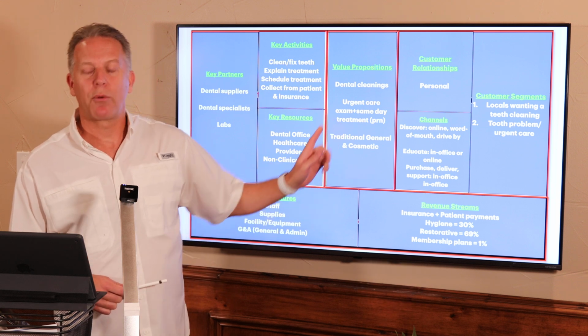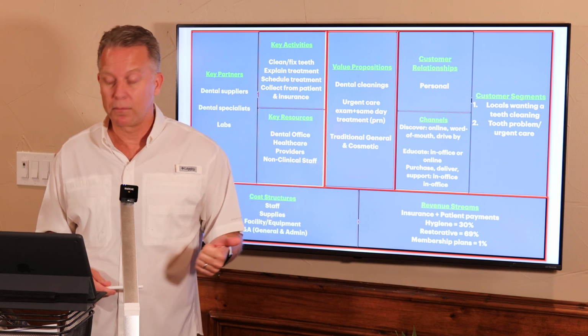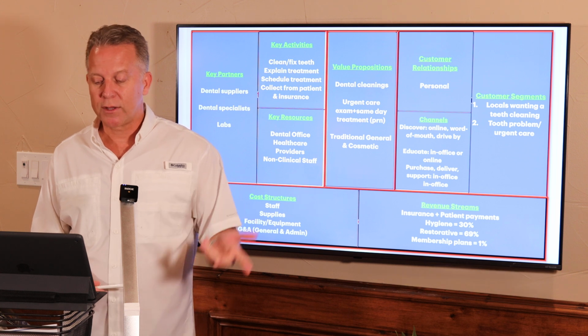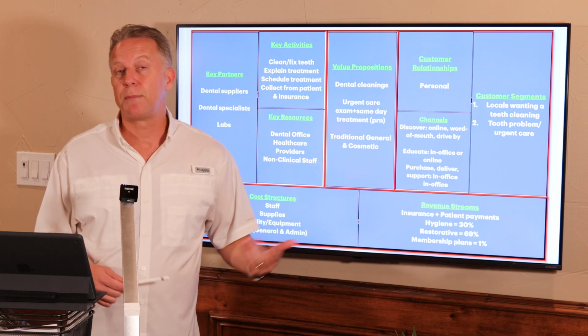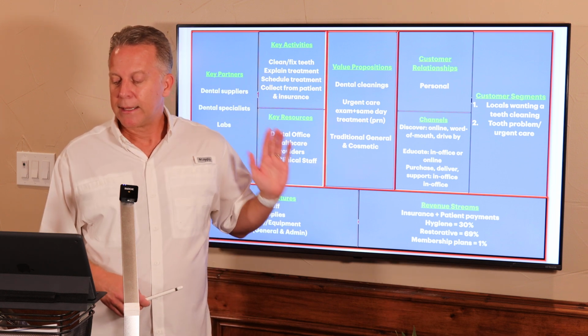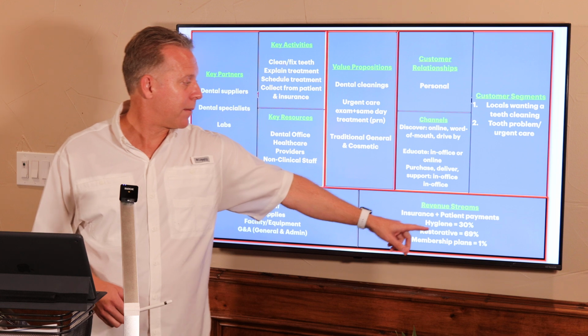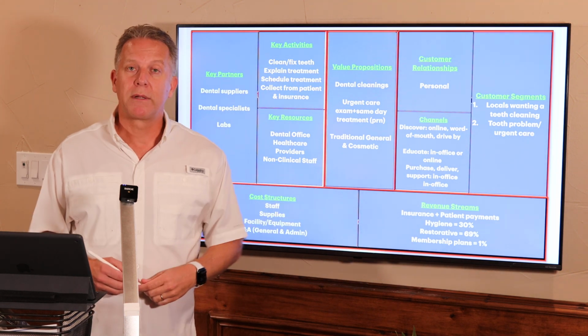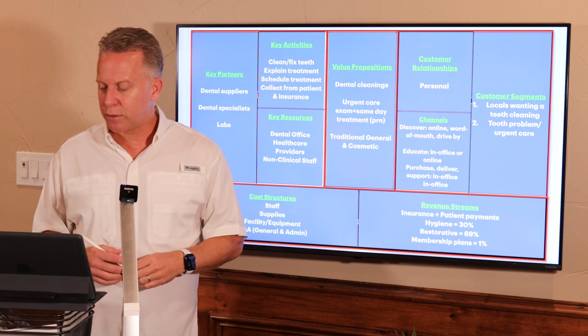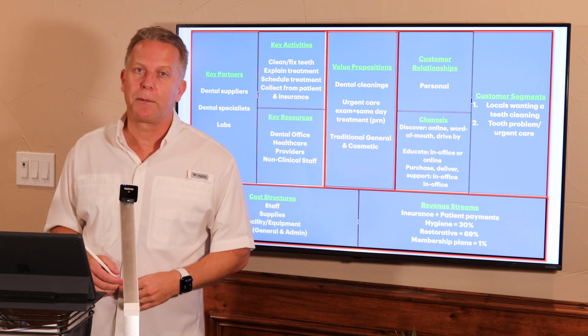So in the middle, what is it that we're exchanging? Well, dental cleanings is one thing that we do. Urgent care with same-day treatment if possible. And then we can also do traditional and cosmetic dental treatments if you like. Down at the bottom, we have revenue, where it's coming in from. Hygiene actually is about 30% of our revenue. Restorative treatments is going to be about 69% or so, and then 1% is going to be from membership plans.